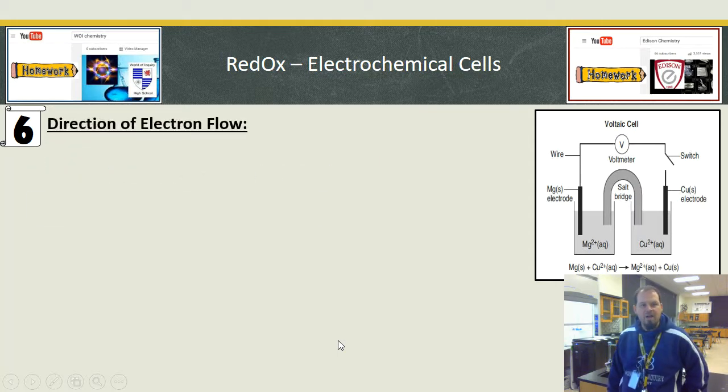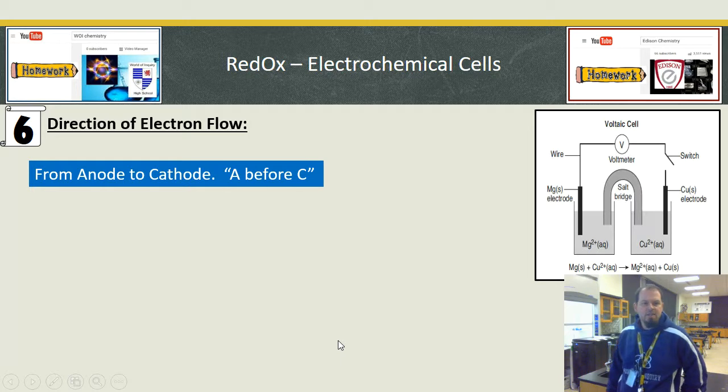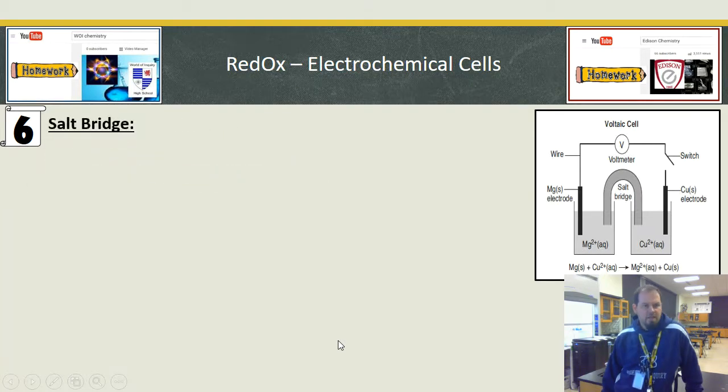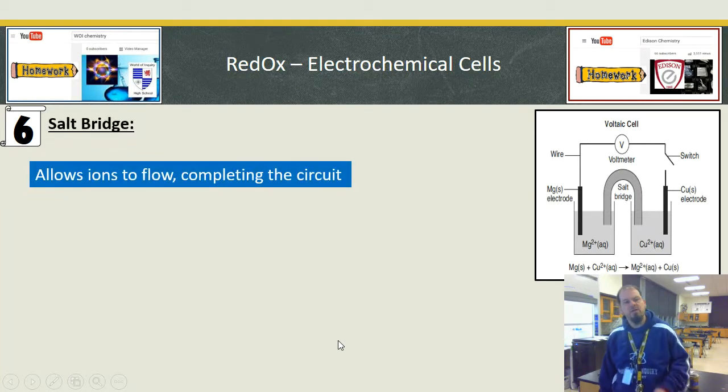Okay. Direction of ion electron flow, always A before C. So always from anode to cathode. Electrons go from A to C. Another kind of letter game that we're going to introduce this unit to make sure we know which is which. So we have your choice of oil rig or Leo says Ger. We have angry ox, and we have A before C. So like I said, this is going to be like an acronym heavy unit just to make sure we help keep things straight.